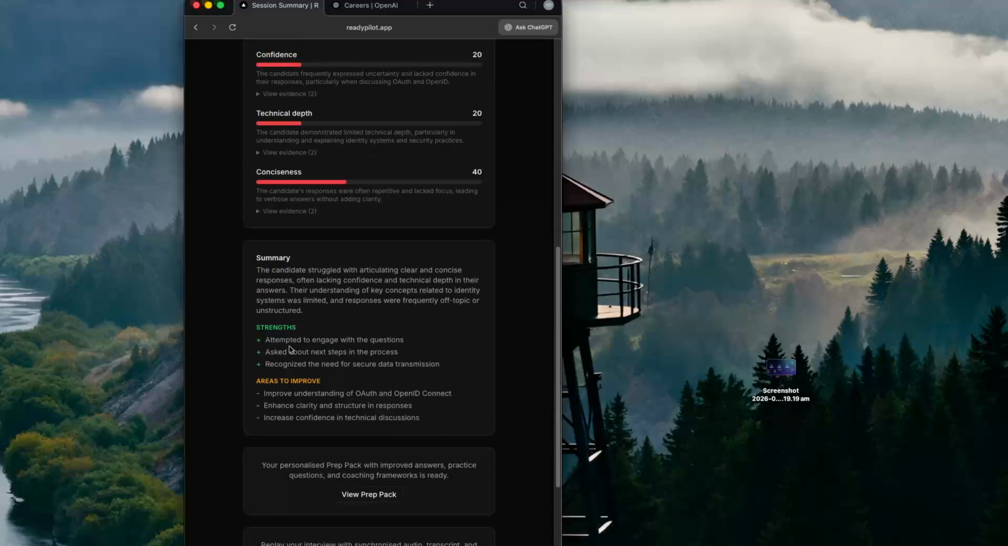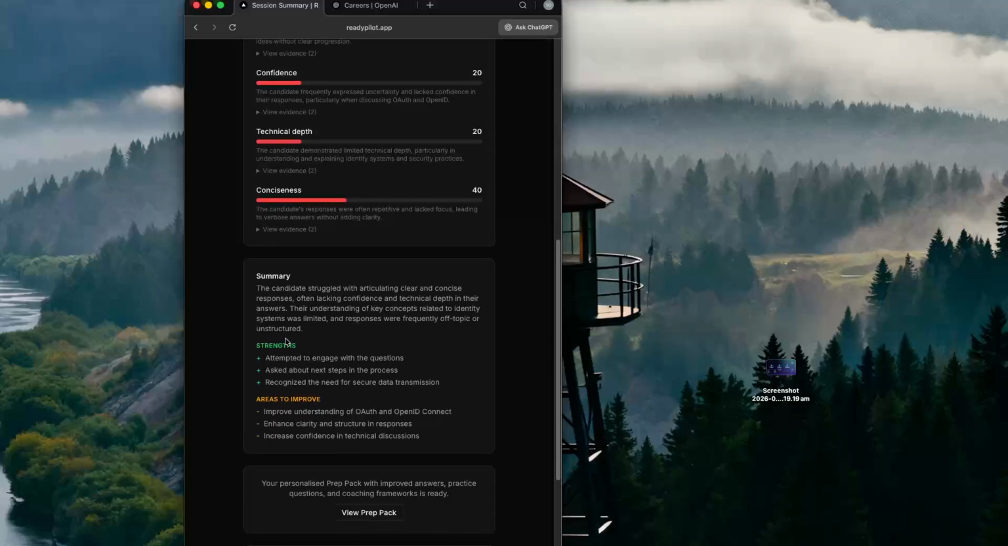Now, to be honest, there are absolutely no strengths in this interview, but you have to come up with something so you don't feel too bad, I guess. I was able to engage with the questions. Obviously, in an interview, you're supposed to engage with the questions. Ask about next steps and recognize the need for security. I mean, this is really struggling, squeezing out positives.